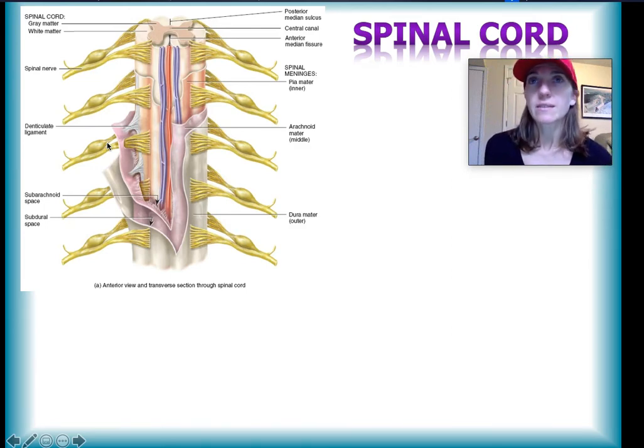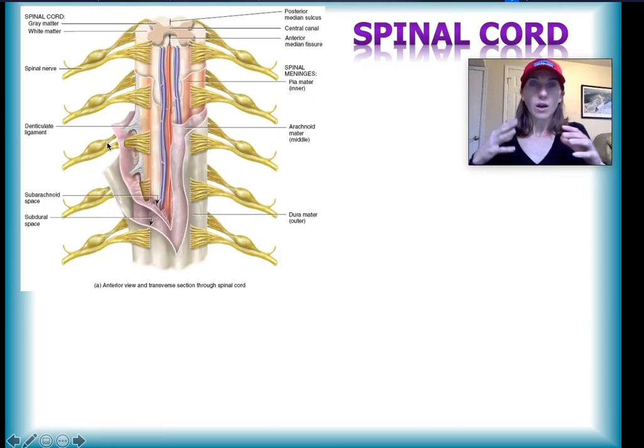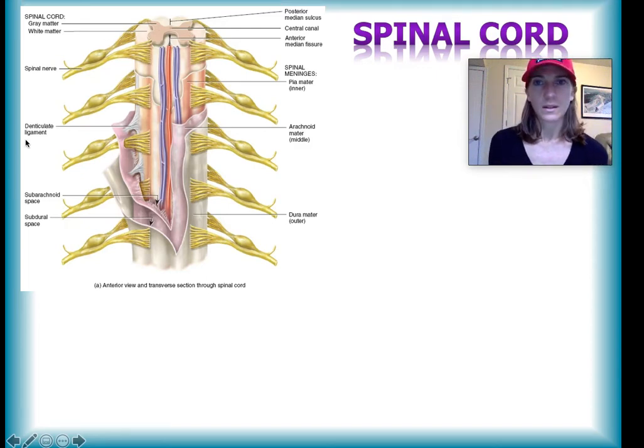Don't forget a key distinction between the brain and the spinal cord in terms of those protective layers is that between the vertebrae and the dura mater, you have that adipose tissue, the epidural space, and that's not something that's present between the skull and the dura mater. So bear that in mind as well.